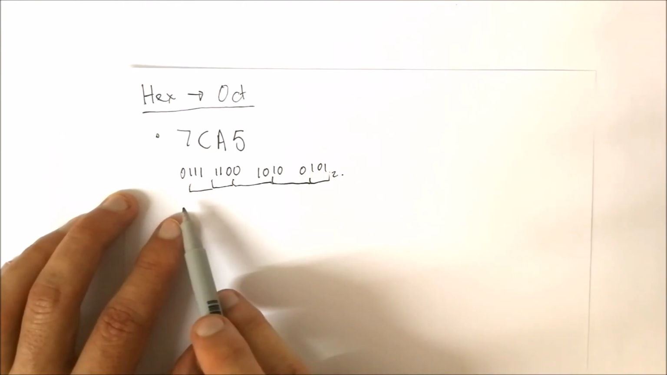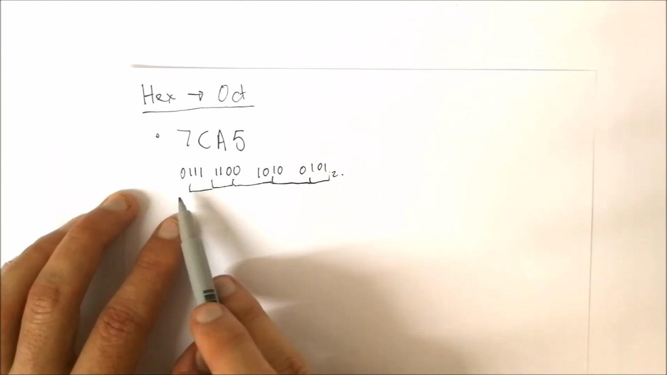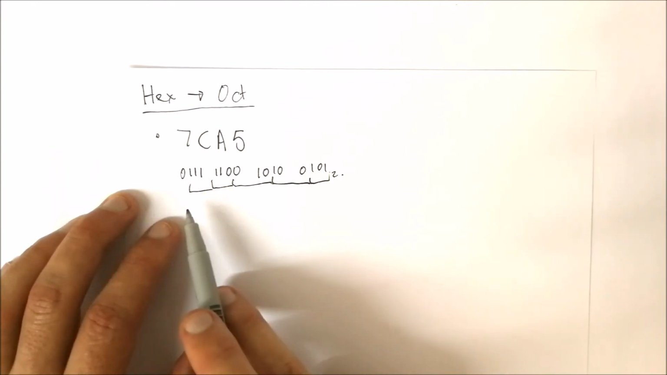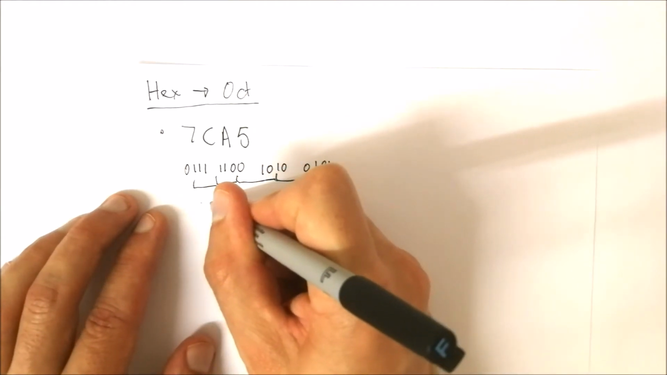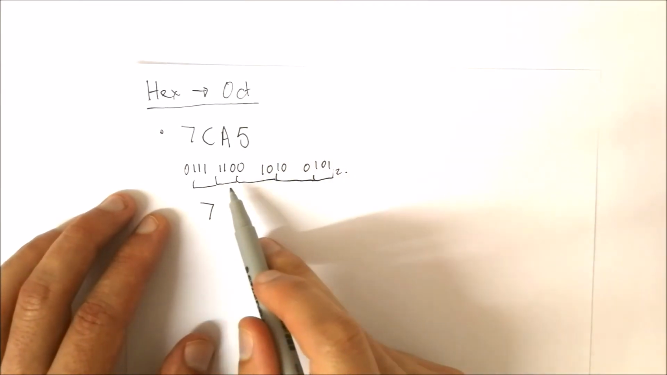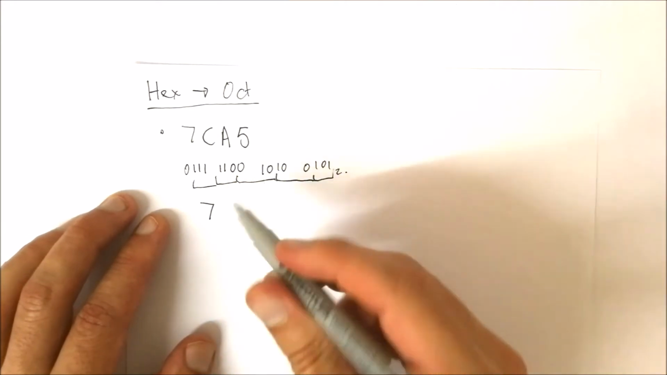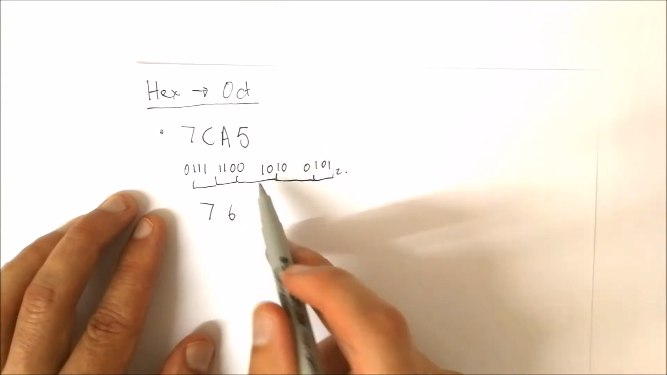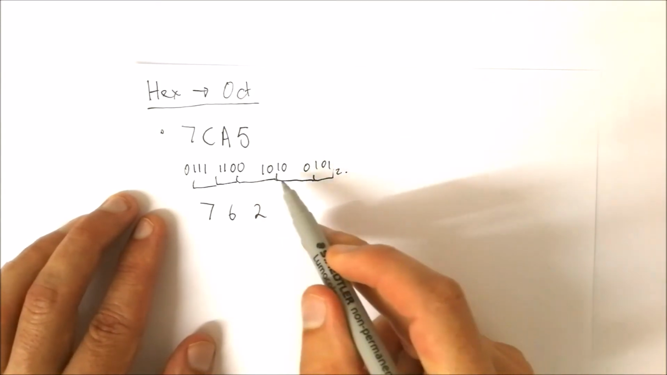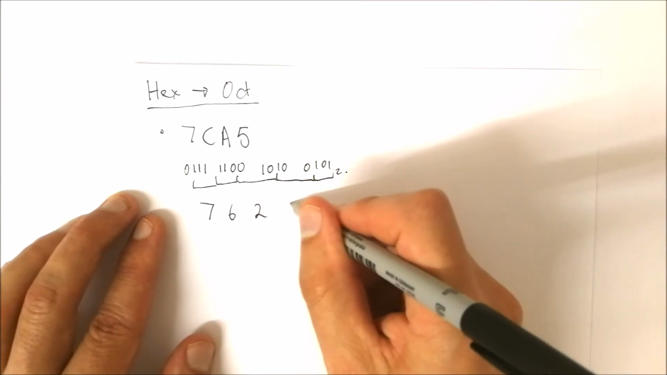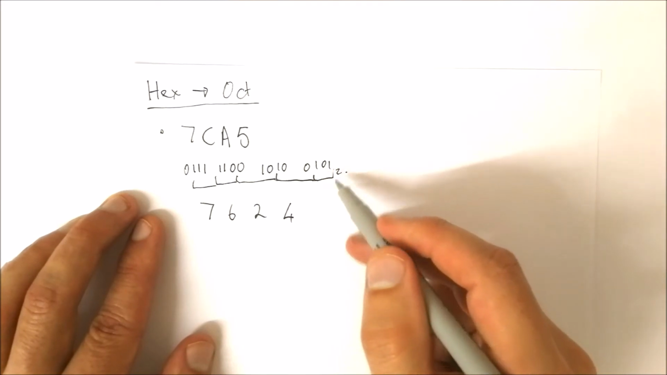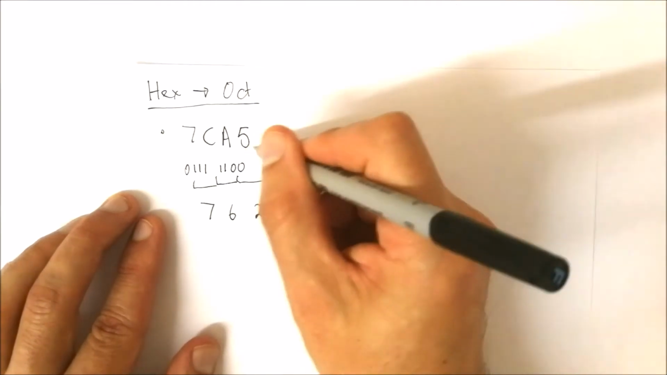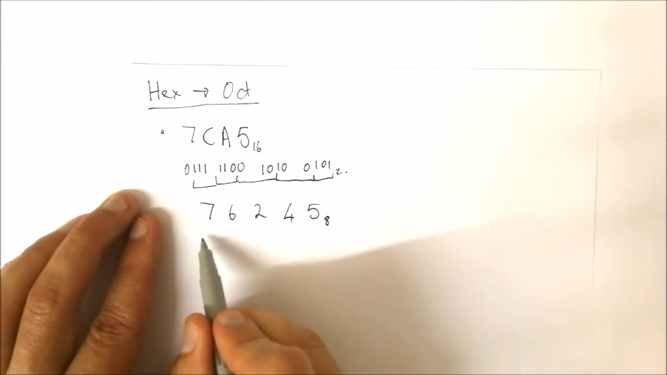Okay, 111. What's that equal to in a decimal number? That's equal to 7. 110 is equal to 4 plus 2, which is equal to 6. 010 is equal to 2. 100 is equal to 4. 101 is equal to 5. Keep in mind that's in base 8, so that's your answer.